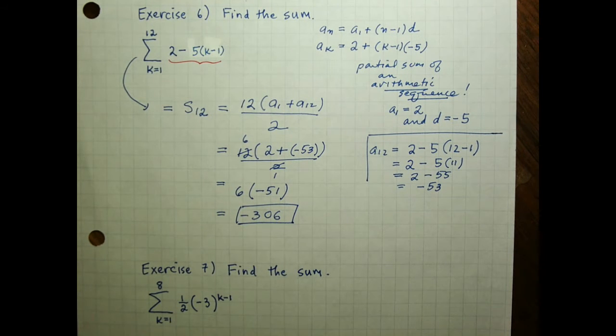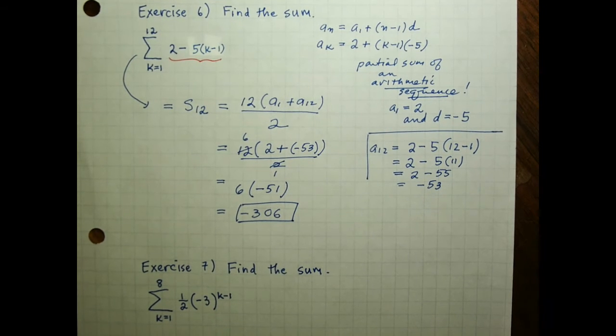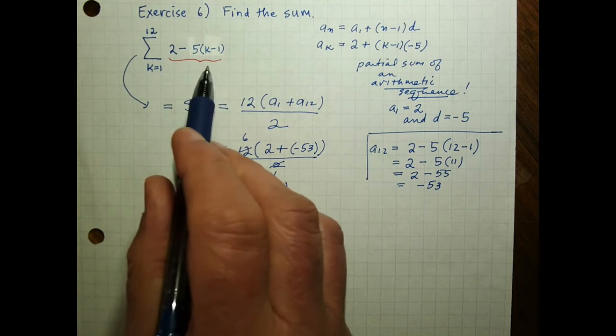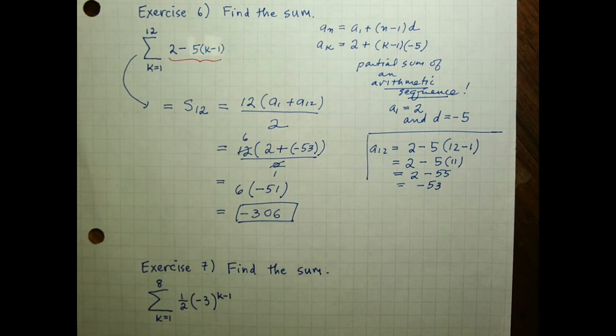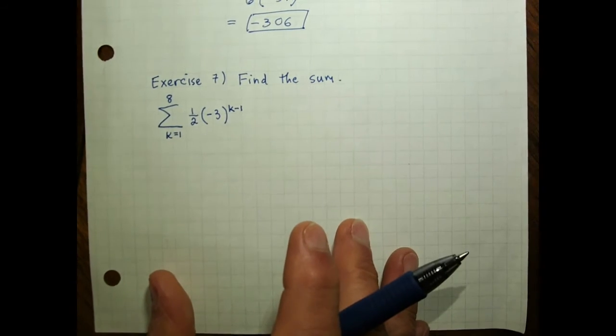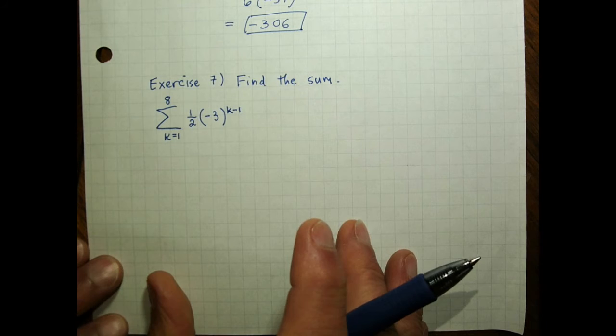There's exercise 6. Again, if I had added those terms up separately, which I could have done if I knew nothing except summation notation, I should get the same result. Okay, let's look at exercise 7 now. Find this sum.